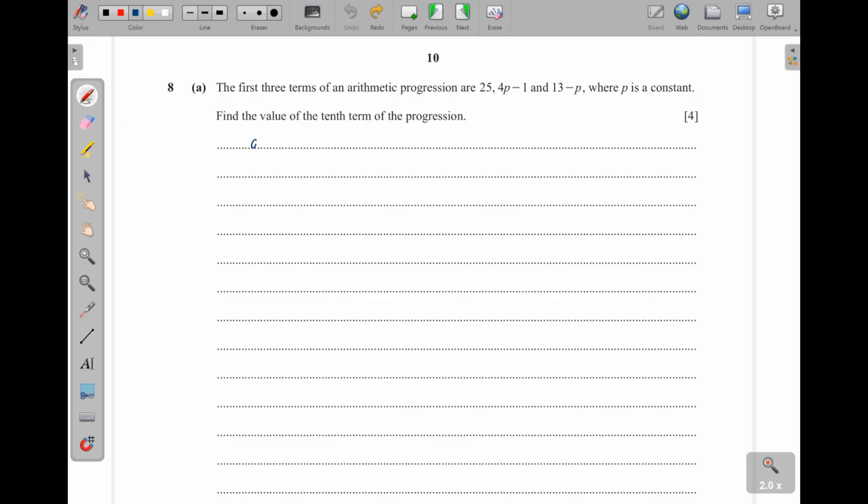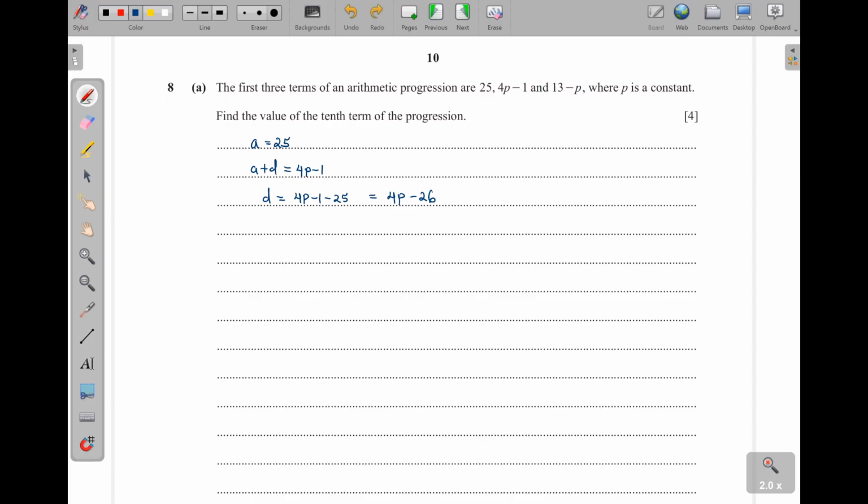So the first term is a, which is 25, right? And then a plus d, that is the second term, is 4p minus 1. You see that? Then from here, d is going to be equal to 4p minus 1, then minus a when it crosses the equal sign, but a is 25. So this gives us 4p minus 26.